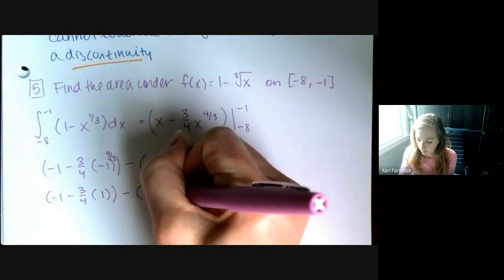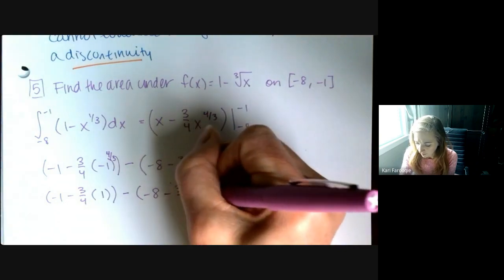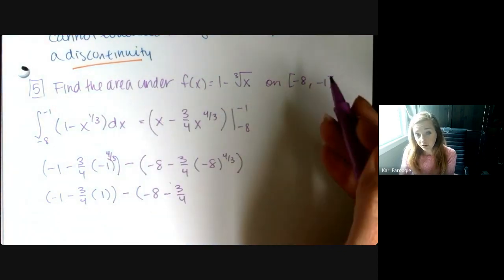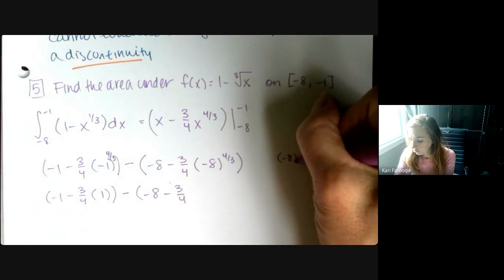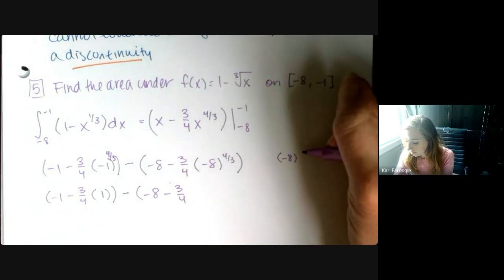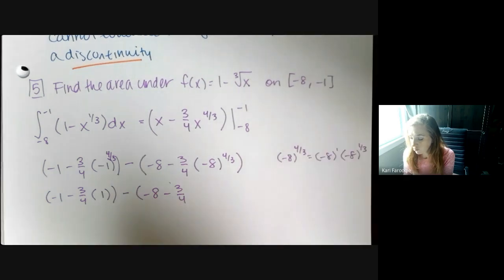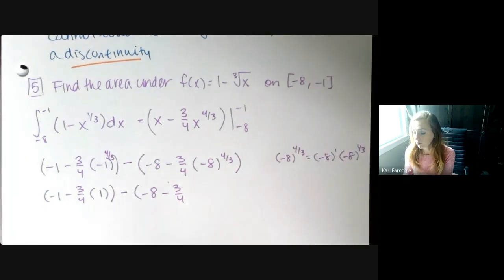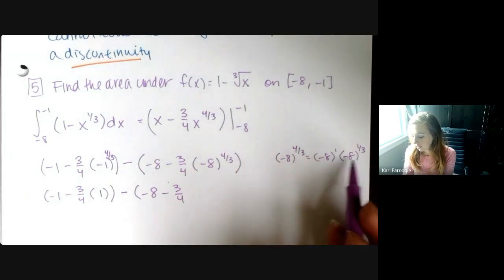Okay, minus -8. I guess I could have distributed, but that's okay. Now, -8 to the 4/3, I know I feel like I'm giving a mini algebra lesson here. -8 to the 4/3 is -8 to the 1st times -8 to the 1/3. Remember that when you're multiplying with the same base, you add the exponents.